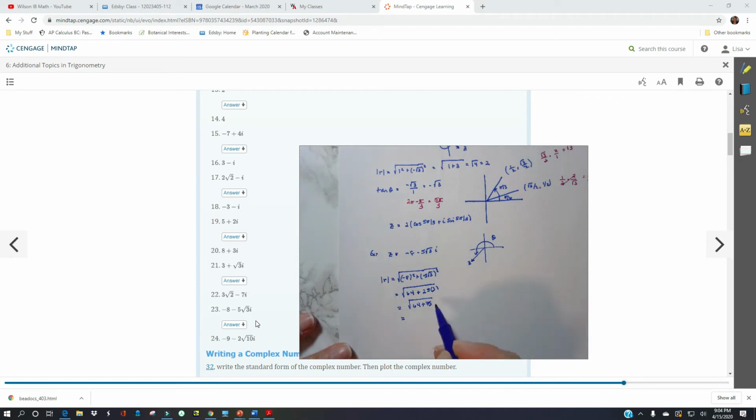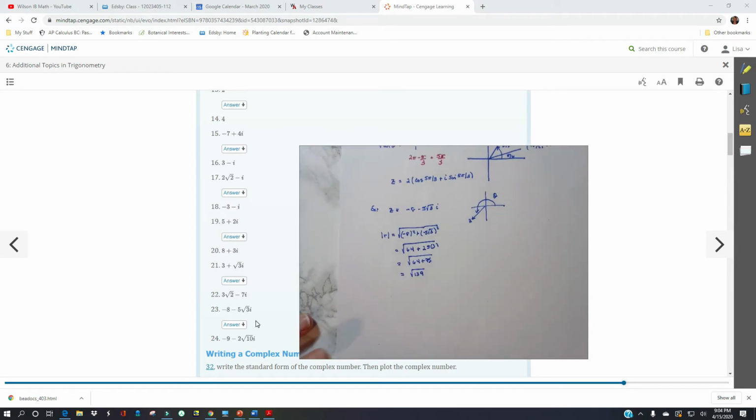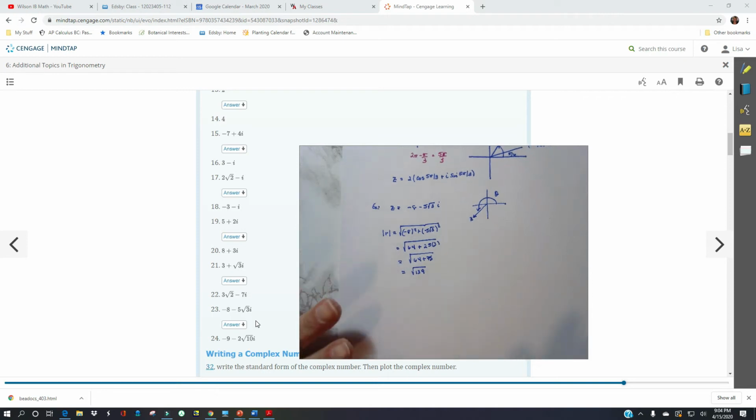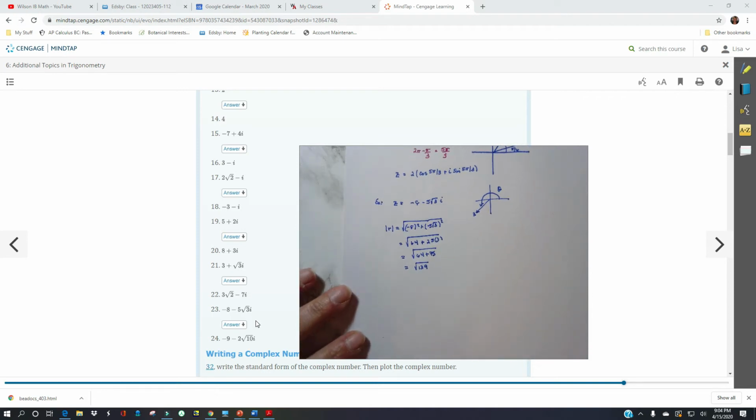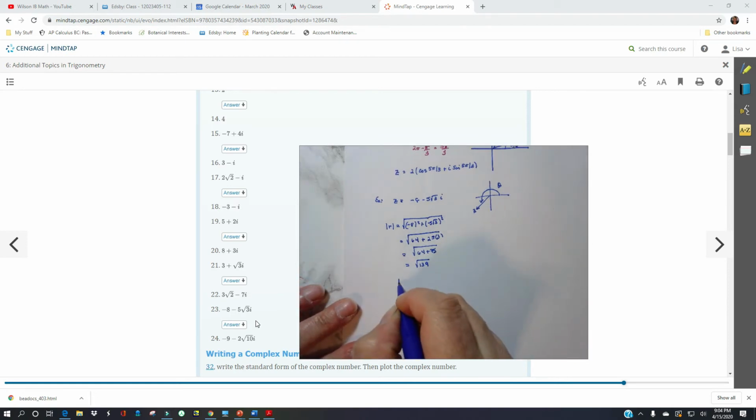So let's see, 5 and 4 is 9, 13, 139. And I would just leave it like that. I think 139 is prime anyway, so I don't think you're going to have much luck finding a perfect square in there. Maybe you can, I don't know. But I would leave it like that. So my modulus is done. It's not a nice easy number like 2 or 3, but it's a number, so I'm good. Now for the theta, the argument.